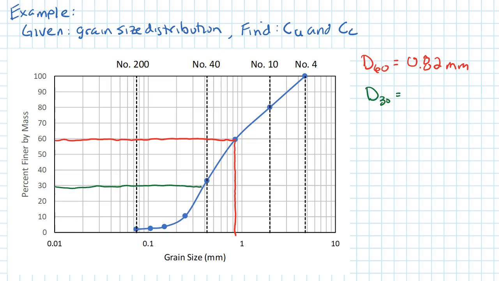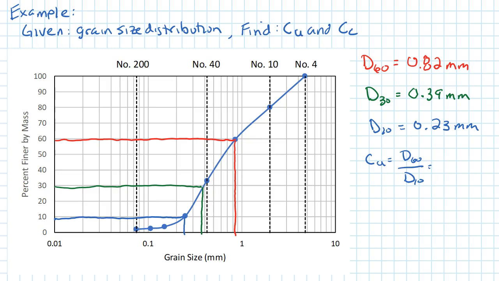As we look at D30, using the green line to indicate the grain size associated with 30% finer by mass, we come up with a value of about 0.39 millimeters. And then finally, our D10, the grain size associated with 10% finer by mass, is 0.23 millimeters. So now we can calculate our coefficient of uniformity and our coefficient of curvature. Coefficient of uniformity is D60 over D10. So we have 0.82 millimeters divided by 0.23 millimeters. So our coefficient of uniformity is 3.6.